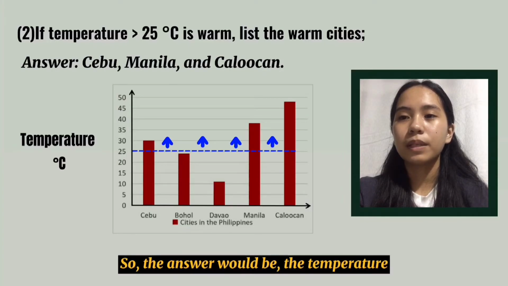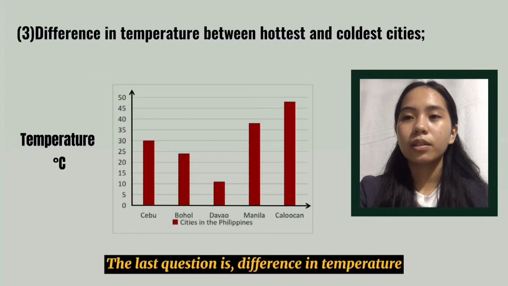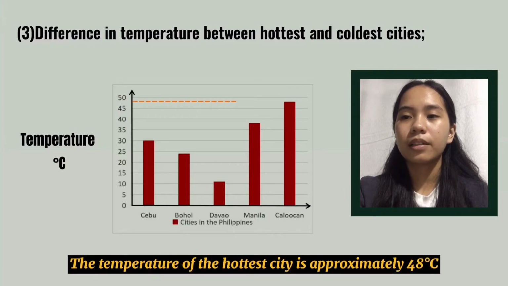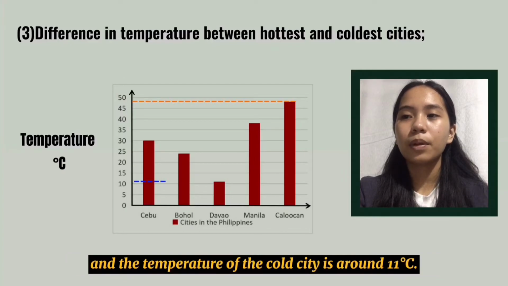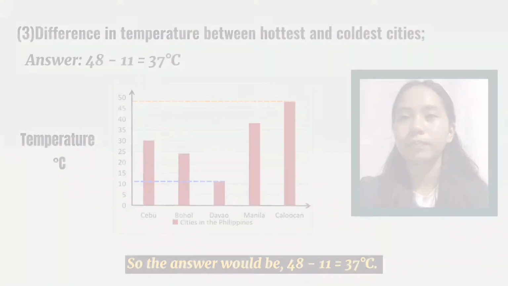So the answer would be the temperature warm cities are Cebu, Manila, and Caloocan. The last question is the difference in temperature between the hottest and coldest cities. The temperature of the hottest city is approximately 48 degrees Celsius and the temperature of the cold city is around 11 degrees Celsius. So the answer would be 48 minus 11 equals 37 degrees Celsius.